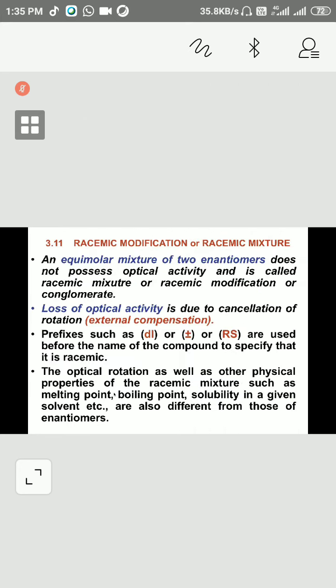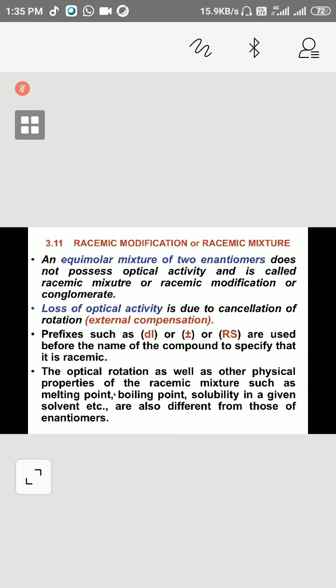Racemic modification or racemic mixture. What is this? An equimolar mixture of two enantiomers does not have optical activity and is called a racemic mixture or racemic modification or conglomerate. Any term people can use, so the meaning is the same: equimolar enantiomeric mixture. Cancellation of one enantiomer by another enantiomer, so this is called external compensation.